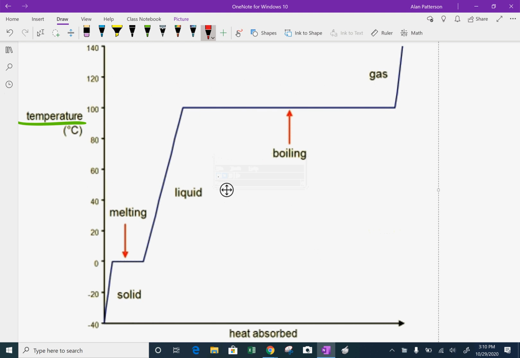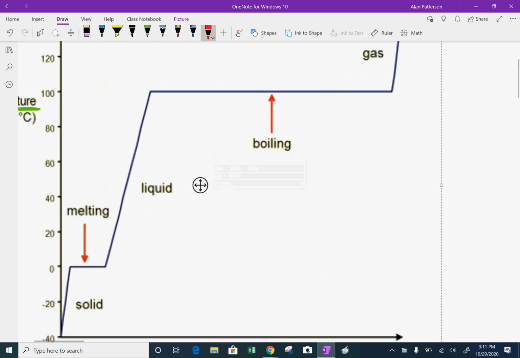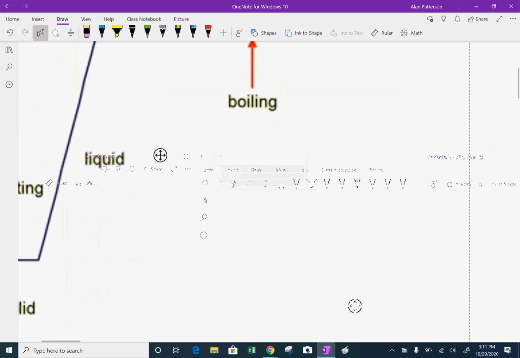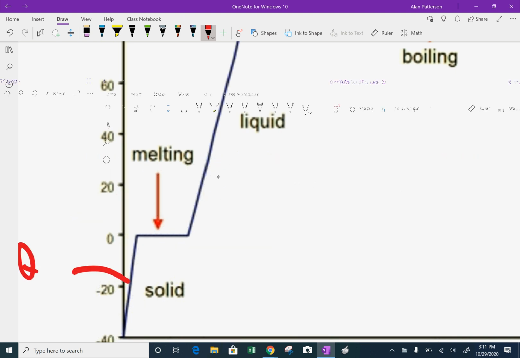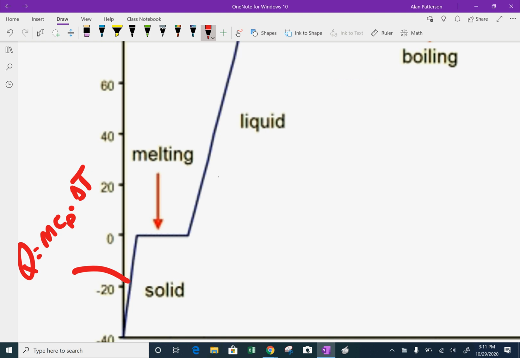All right, so here's our graph, and I'm going to zoom in and move around here, so try to bear with me. All right, so let's look at this first section of our graph where we have a solid present. Okay, so we can see that the temperature is changing. So for this area right here, what we're going to do is use Q equals MC delta T. All right, and that specific heat that we'll use for this is the specific heat of ice.